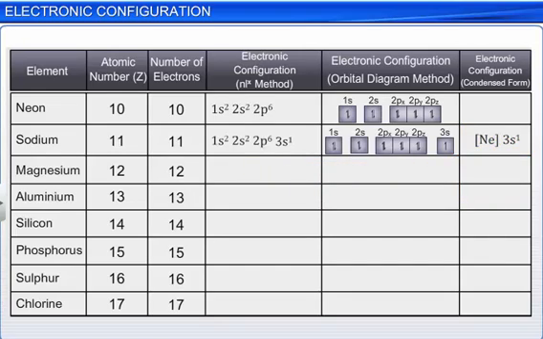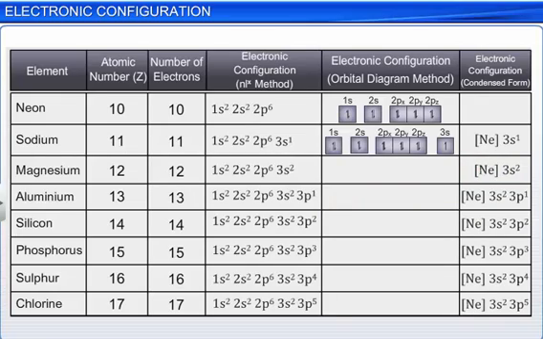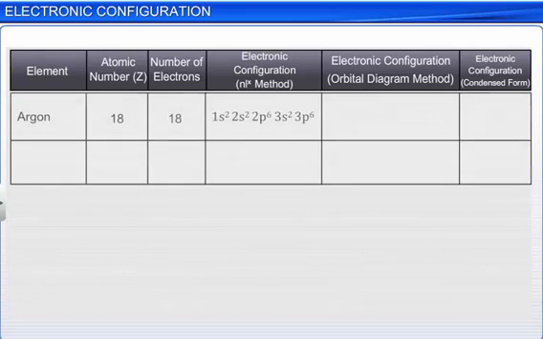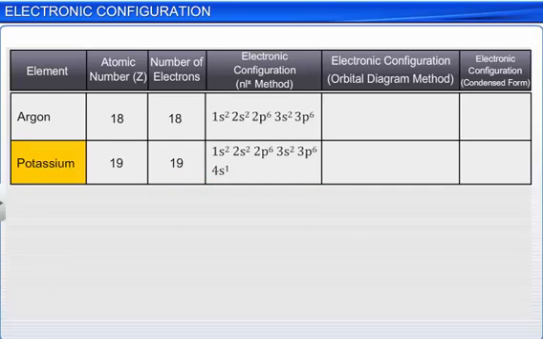Similarly, the electronic configuration of magnesium can be written in a condensed form as neon 3s2. Observe how the electronic configurations of elements with atomic numbers 11 to 17 are written in a condensed form in terms of neon. Argon, whose atomic number is 18, has a completed 3p orbital. Therefore, the electronic configuration of potassium, which has 1 electron more than argon, can be written as argon 4s1, where Ar represents the core of noble element argon.